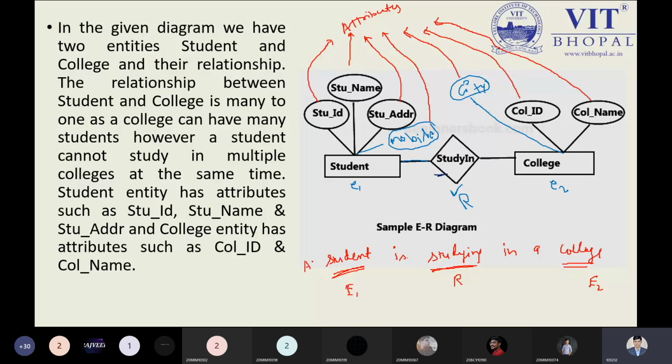So if you can say many students are studying in a college, this is what many to one is. We will see all these things with the help of an example. Don't worry. You can see here I have already written many to one: a college can have many students. This is the perspective from which you are studying. I will give some more examples for more clarification about the cardinality relationship type, but before that, let us understand the fundamentals.